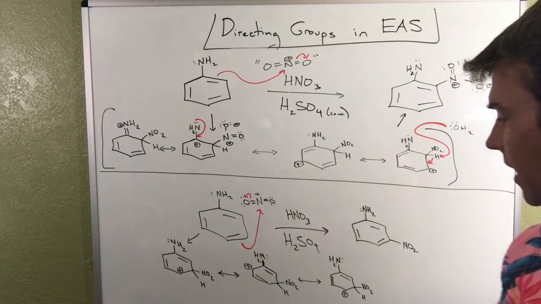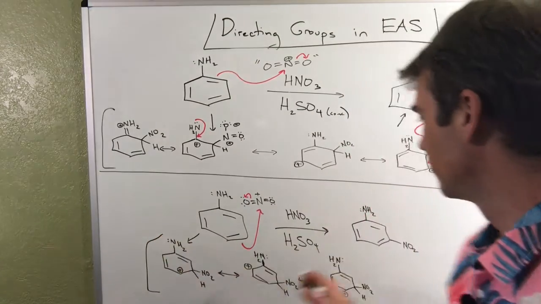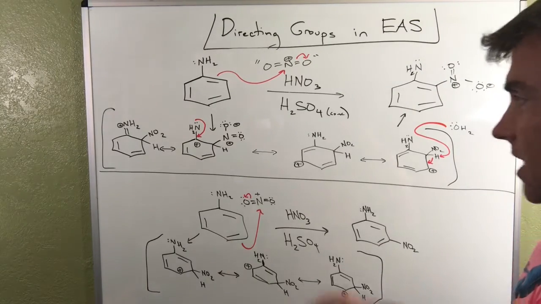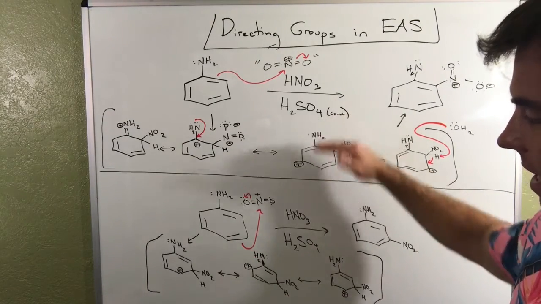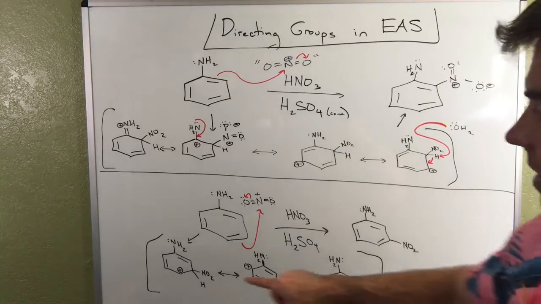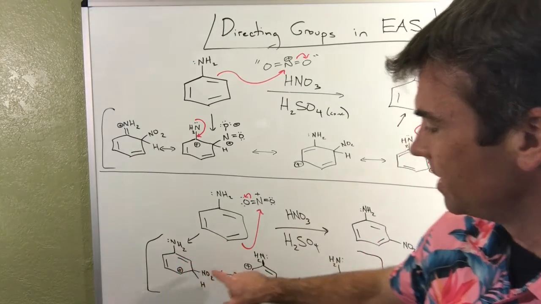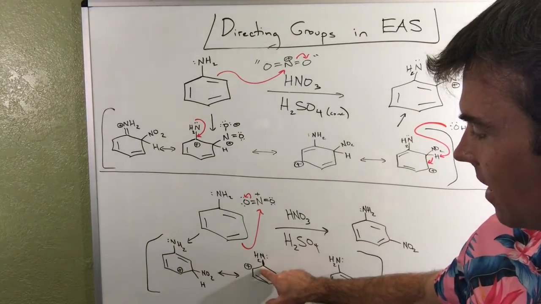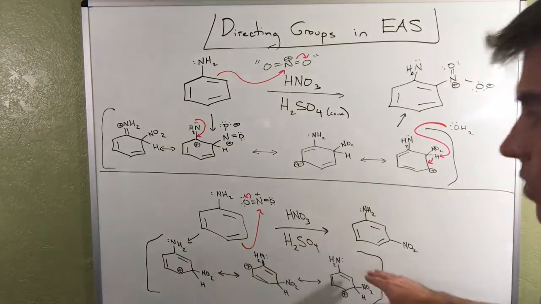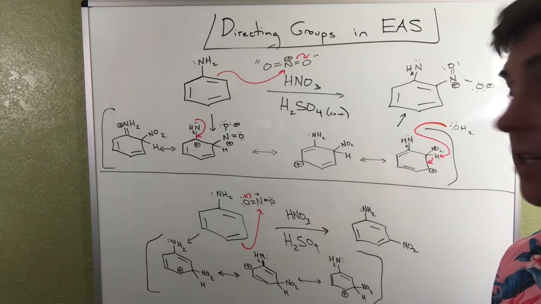So what I would like you to do is compare these two resonance images here, right? For the ortho attack and then for the meta attack. Notice that because the positive charge on this particular carbon never gets anywhere near that nitrogen, I can't ever do a fourth resonance form, right? And so this is a pure resonance argument that I'm using right here.